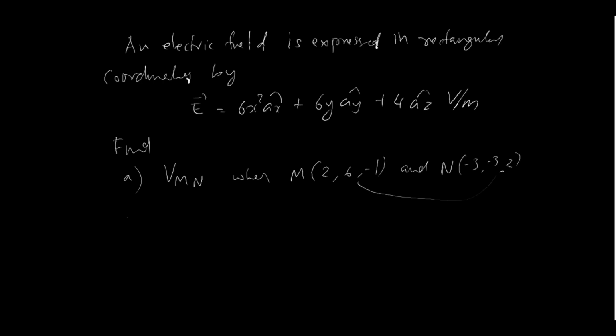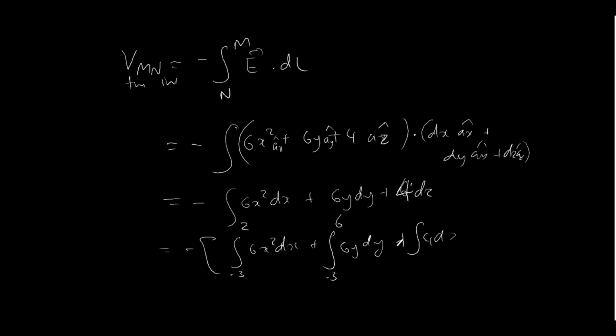and z is 2 to minus 1. So integrating, this will be minus into 6x cube by 3 with the limits minus 3 to 2, so 3 cancels 2, plus 6y square by 2, so 2 3 times, with the limits minus 3 to 6, plus 4z with the limit 2 to minus 1.